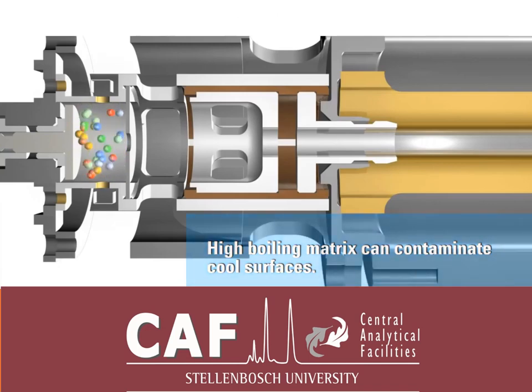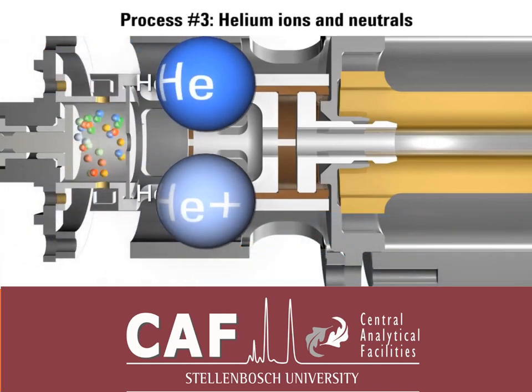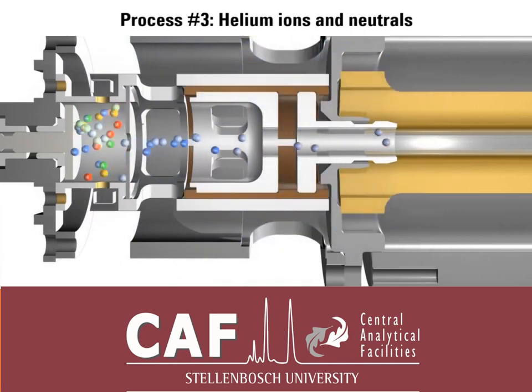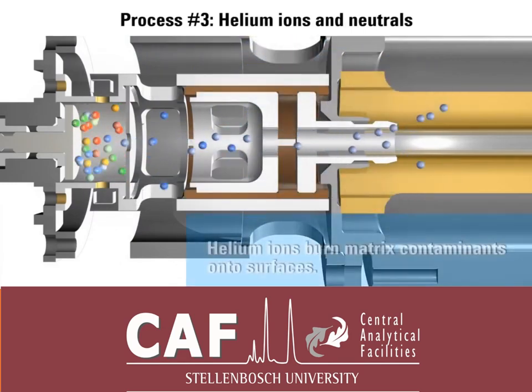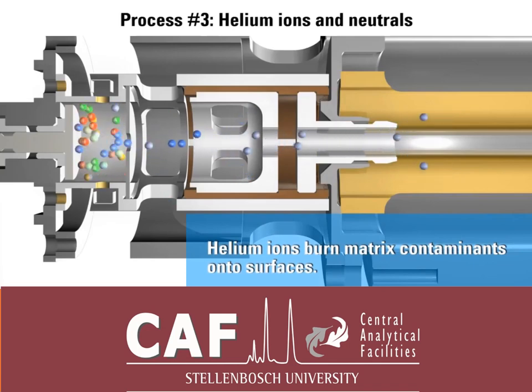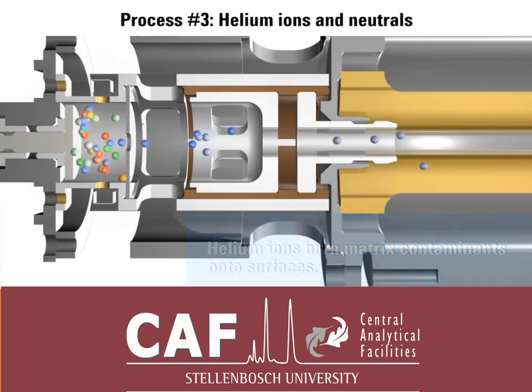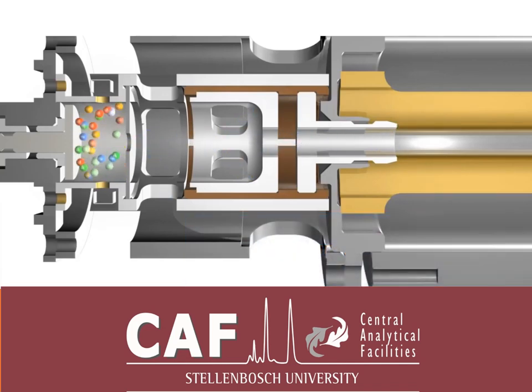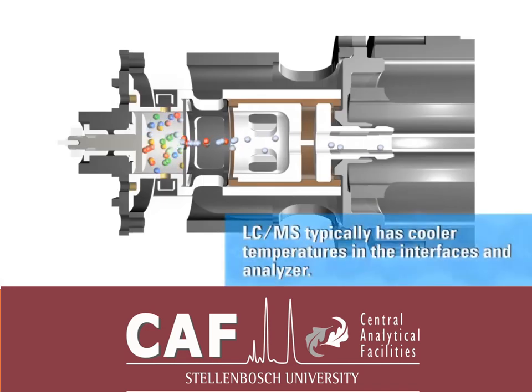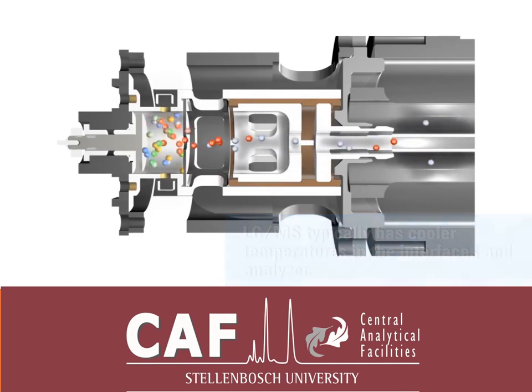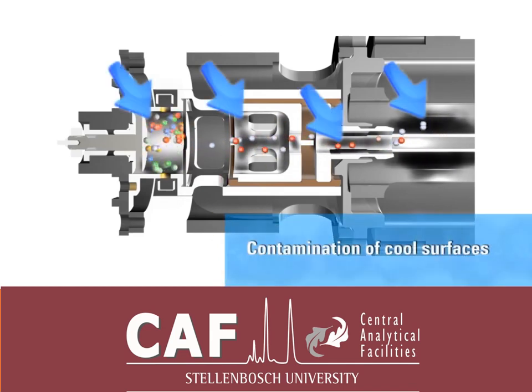As we think about the potential for contamination, we must not forget helium. The intense flux, high flow of helium ions helps to burn the high boiling molecules onto the surfaces of the source and the analyzer. The cooler the surfaces, the faster the rate of contamination, and the faster performance is lost. For an LC atmospheric pressure source like ESI, metal quadrupoles at temperatures of 100 degrees Celsius are perfectly adequate and commonly used. But for GCMS-MS analysis, metal surfaces at this temperature will quickly become contaminated.